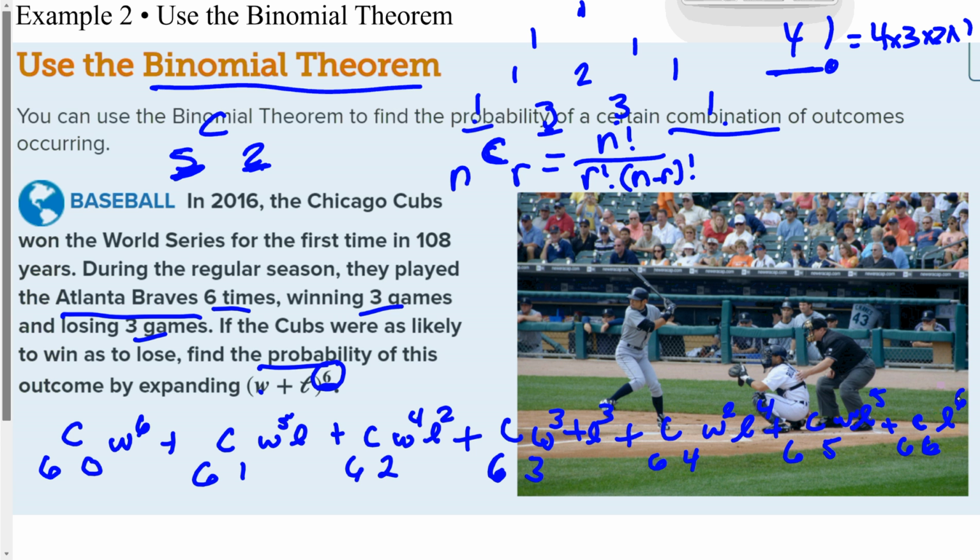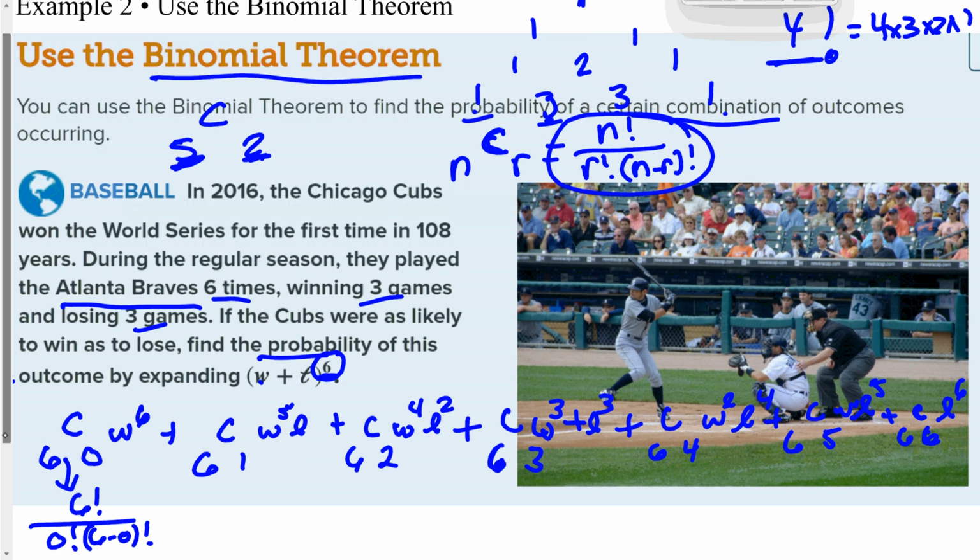Okay, so then I can do it on my calculator, or I can use this formula to figure it out. So this one would be 6 factorial over 0 factorial, and then n minus r, so 6 minus 0 factorial.